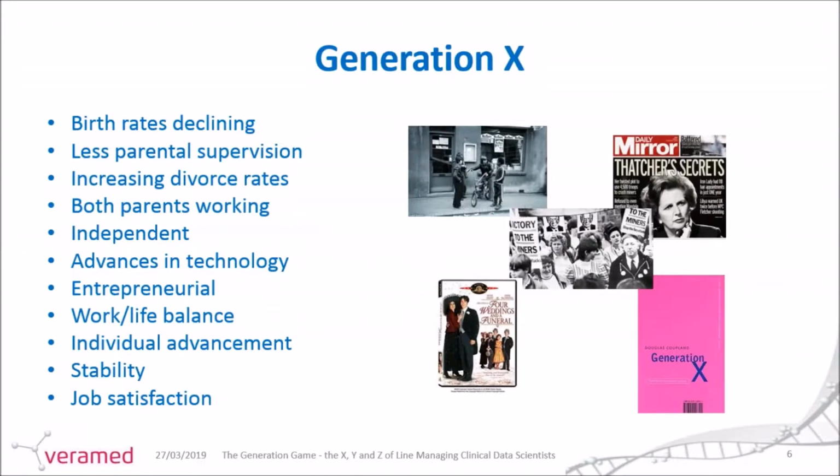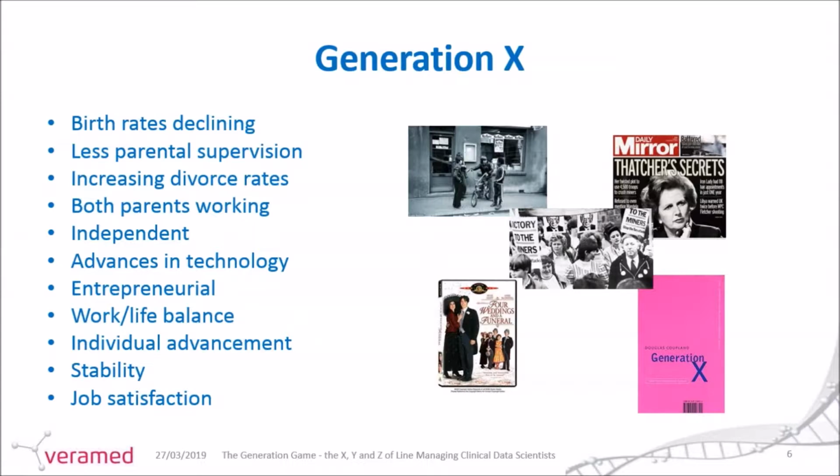The next generation was Generation X. This was a generation that grew up at a time when birth rates were actually declining and their parents were supervising them much less, particularly as we entered a time where there was increasing divorce rates and it became much more usual for both parents to work. So they kind of had this label of latchkey generation. This really contributed to the generation becoming more independent.